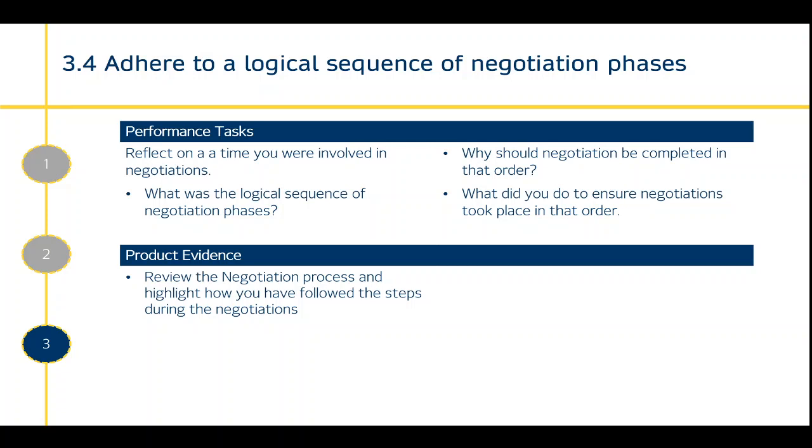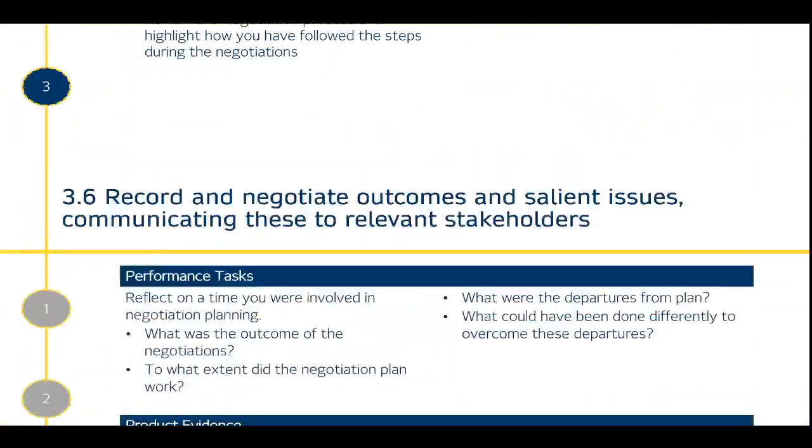Product evidence for this may include a review of the negotiation process and highlight how you followed the steps during negotiation, or any evidence such as diary invites or emails or communications about how you have planned out the order of your negotiations.